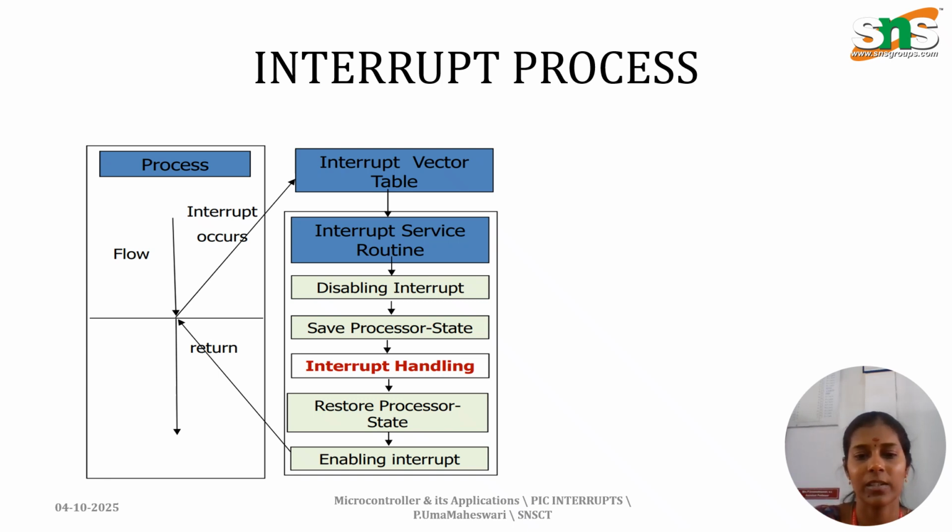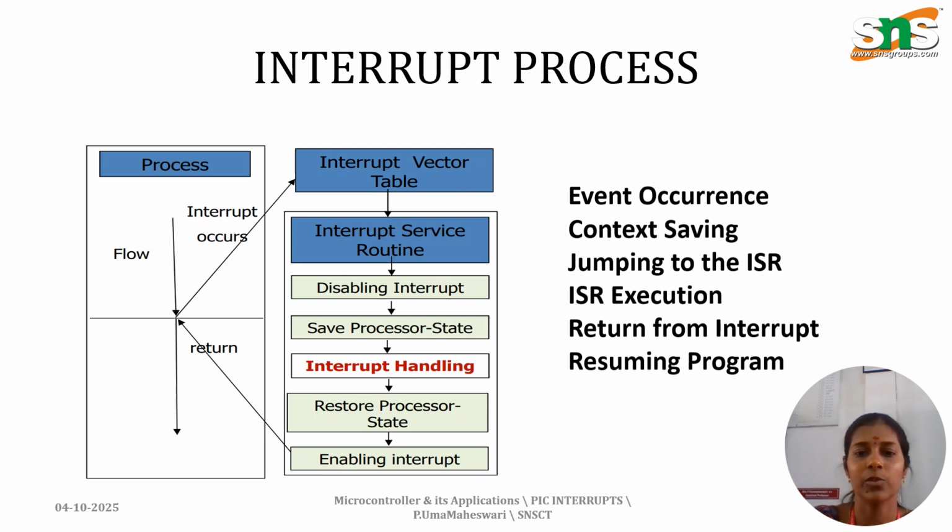Here, restore process state, enable bit. When a variable is shared between the main program and the ISR, that is the interrupt service routine, it uses the volatile keyword. In embedded C programming, if you are writing embedded C instead of assembly language, you will be using this volatile keyword in C to prevent the compiler from optimizing it, which might lead to unexpected behavior. So this is the thing.